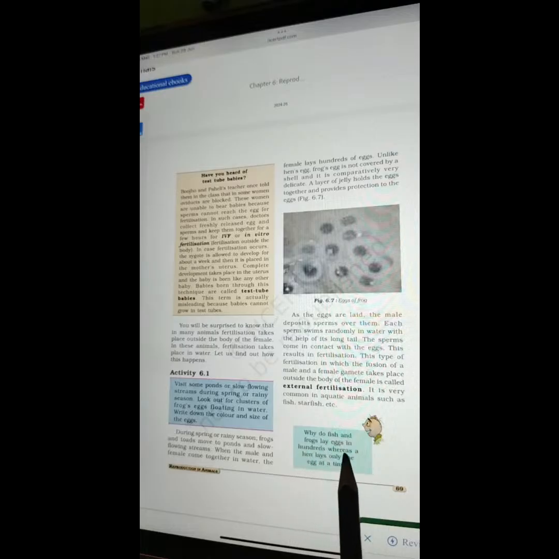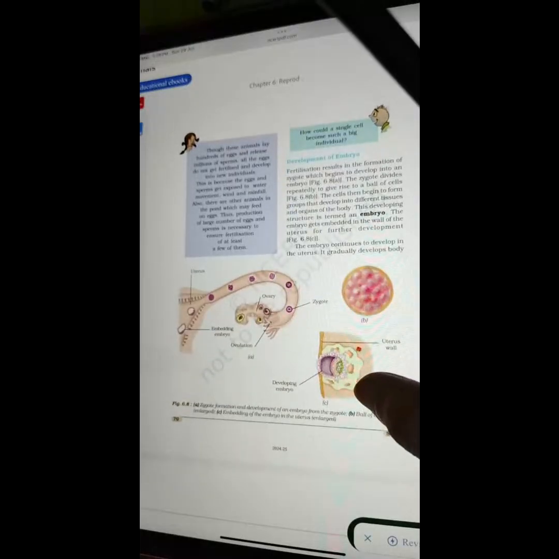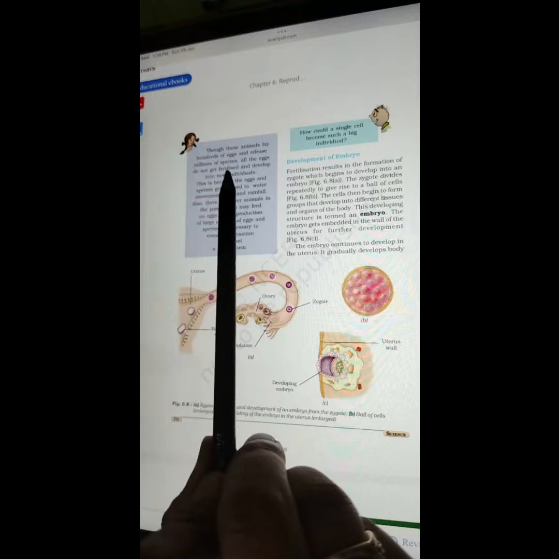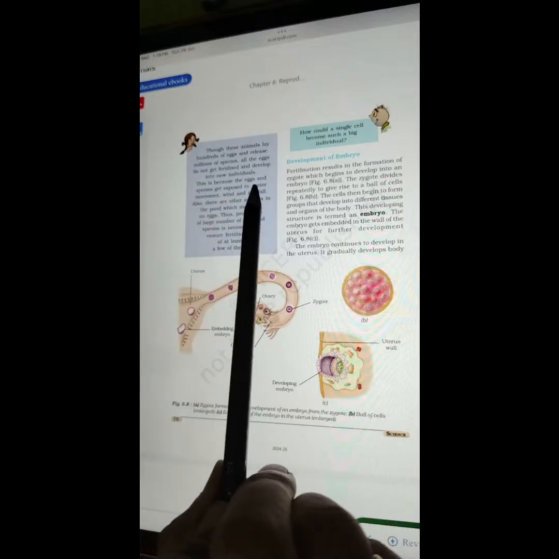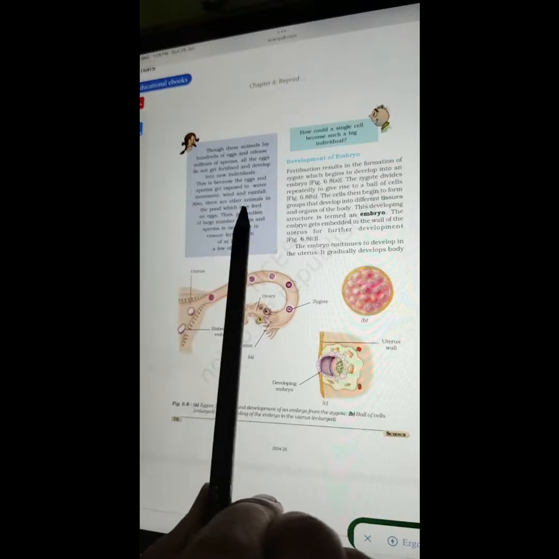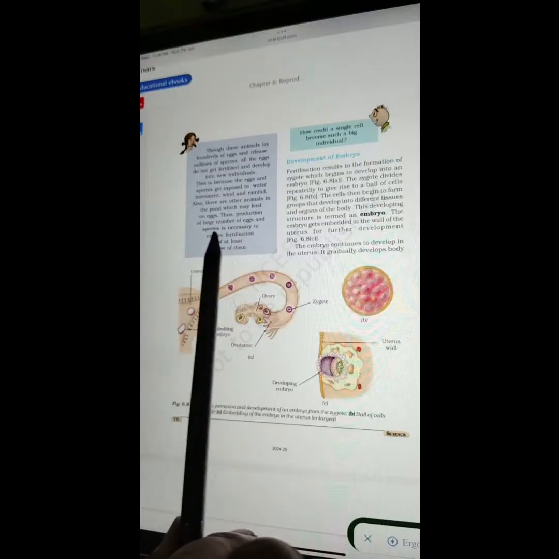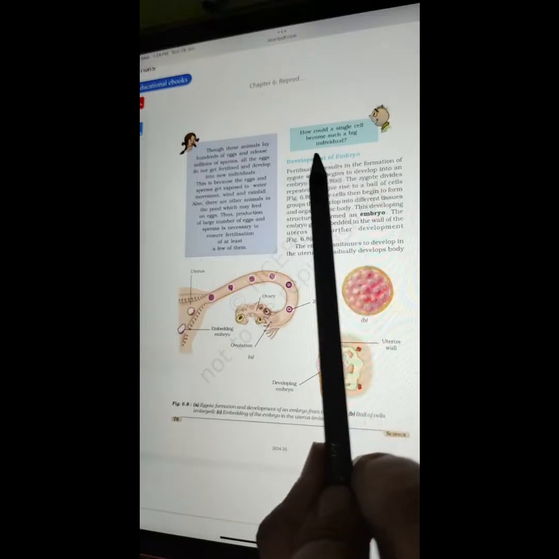Why do fish and frogs lay eggs in hundreds, whereas a hen lays only one egg at a time? Though these animals lay hundreds of eggs and release millions of sperms, all the eggs do not get fertilized and develop into new individuals. This is because the eggs and sperms get exposed to water movement, wind, and rainfall. Also, there are other animals in the pond which may feed on eggs. Thus, production of a large number of eggs and sperms is necessary to ensure fertilization of at least a few of them. How could a single cell become such a big individual?